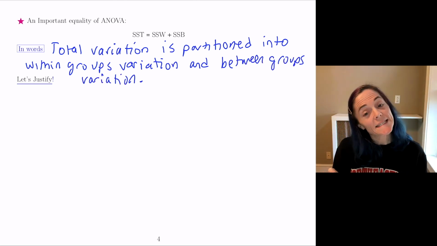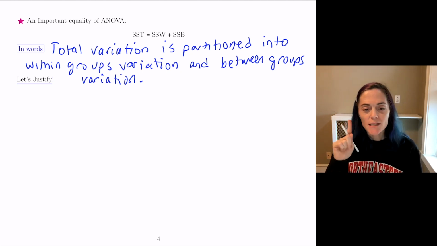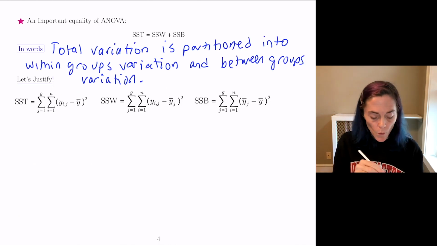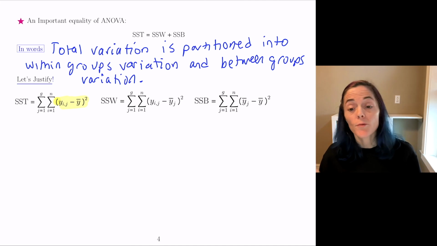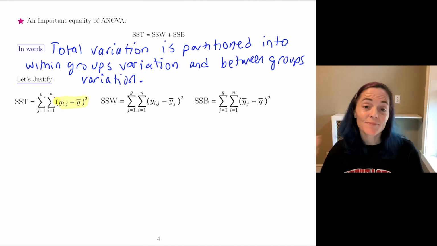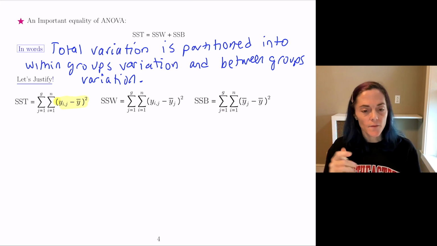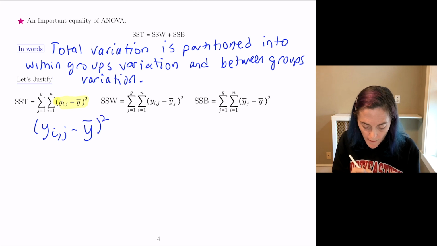Okay, so we can justify this equality with some algebra. Let's go back and copy some of these formulas. All right, well, let us start with right here. You notice all three sums are summing over all observations, all capital N, which is n times g observations. So I'm just going to start with this term, Yij minus the overall mean squared.